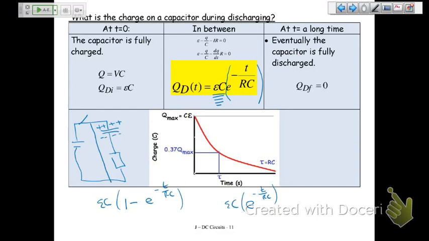So at the extreme it's vice versa, right? Sorry? When time is 0 and when time is too long, it's vice versa when it's charging? Yes. When it's discharging, when time is 0, you basically got a lot of charge, so a lot of potential on your capacitor. And when you're at a long, long time, there's 0 potential because there's 0 charge on your capacitor.